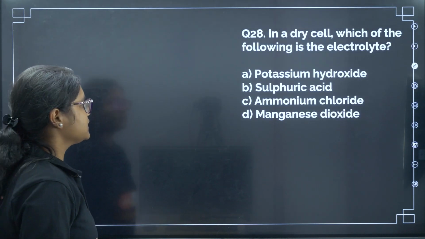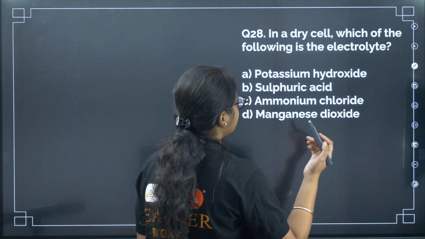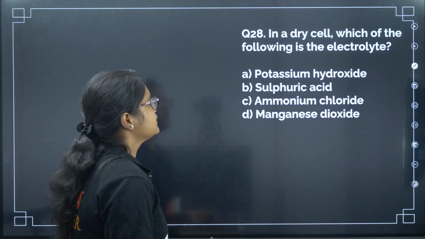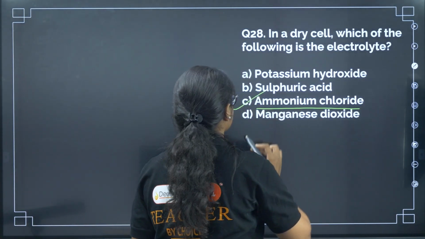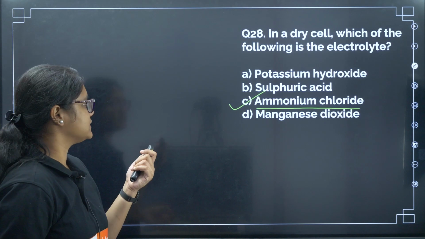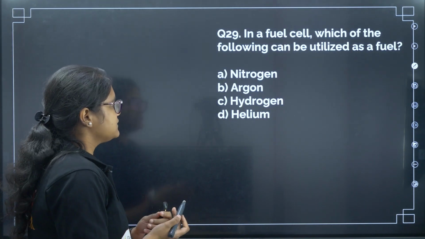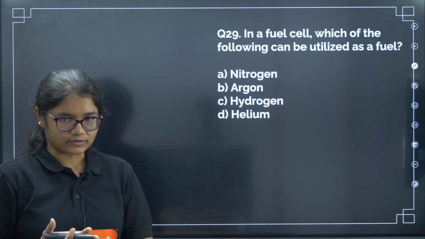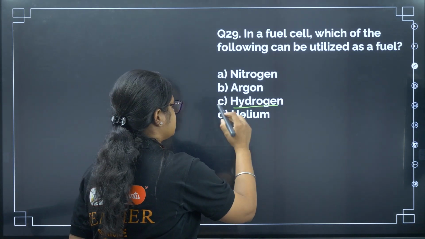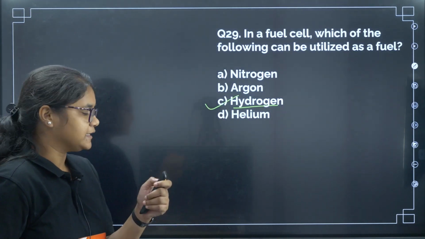Let us see the next question. In a dry cell, which of the following is used as an electrolyte? So in a dry cell, the electrolyte used is ammonium chloride. So the correct answer for this question is option number C. Next, in a fuel cell, which of the following can be utilized as a fuel? So hydrogen and oxygen can be used. So the correct answer for this question is option number C.